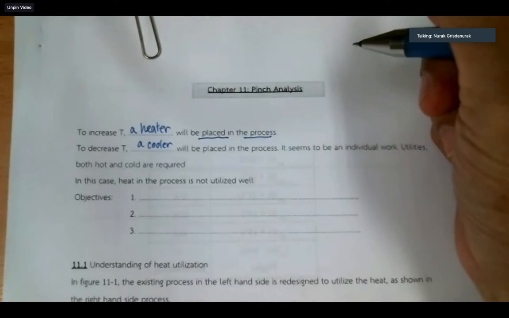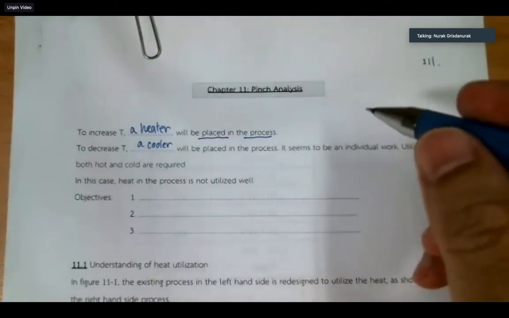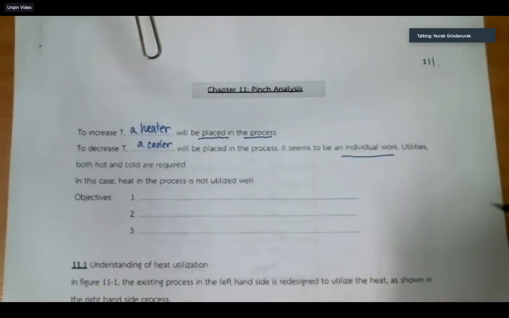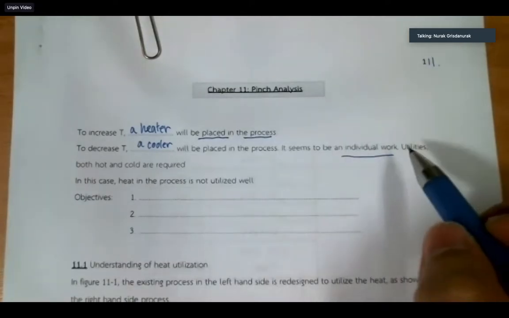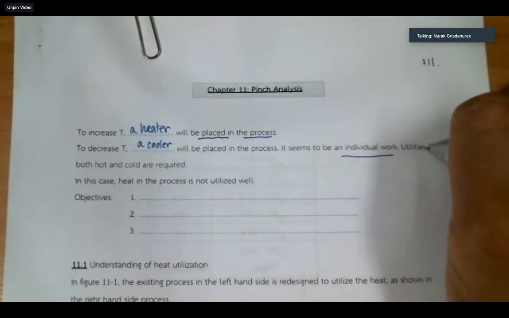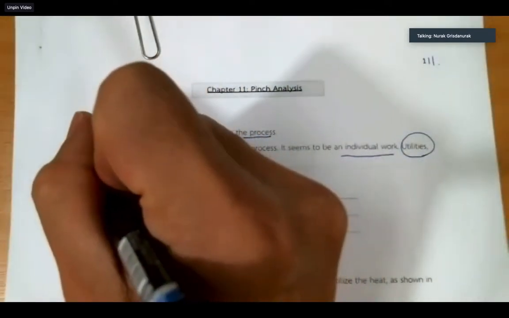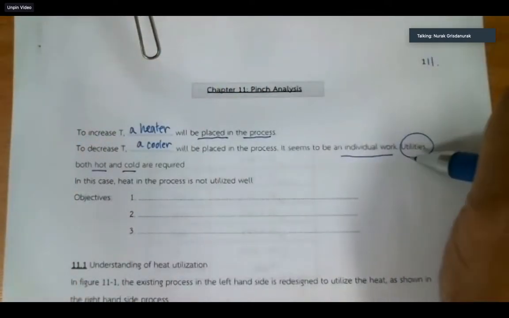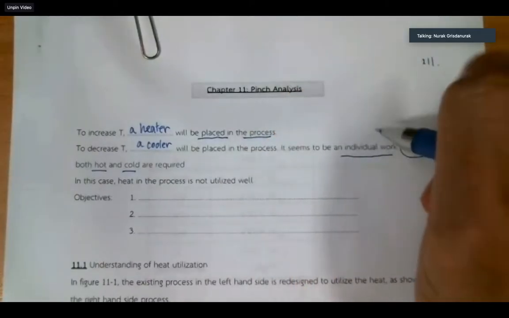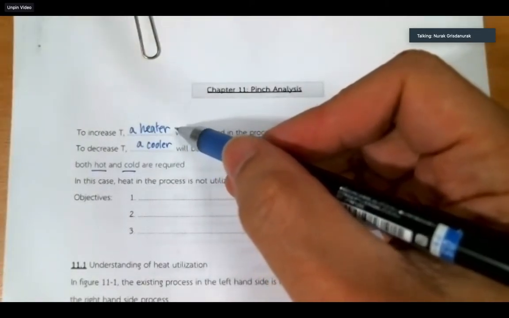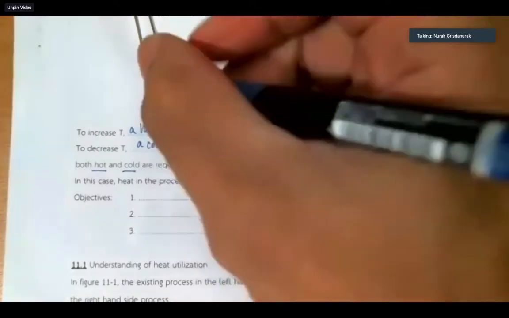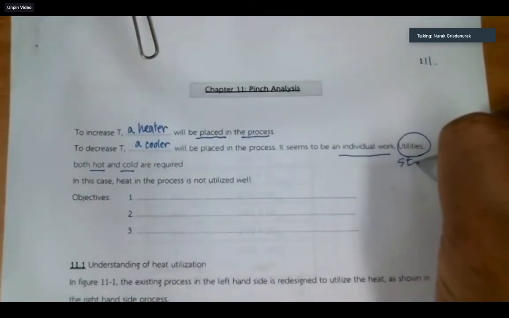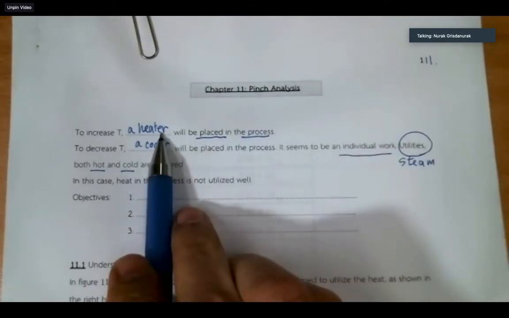So it seems like you are working individually, right? You cannot combine the work. You cannot combine the utility inside. You have to find the utility outside. What I mean is you have to buy the hot and cold utility required for each one. If you have one heater, you have to buy steam as a utility for the heater.